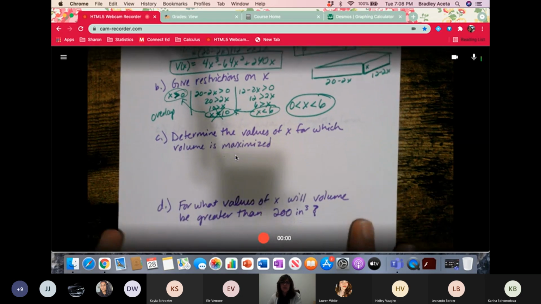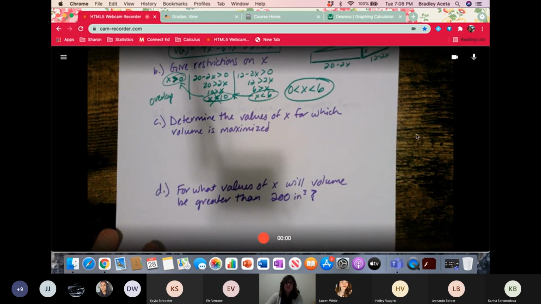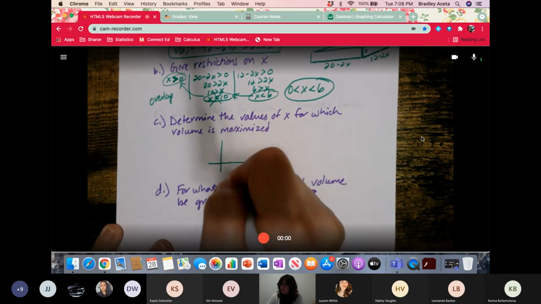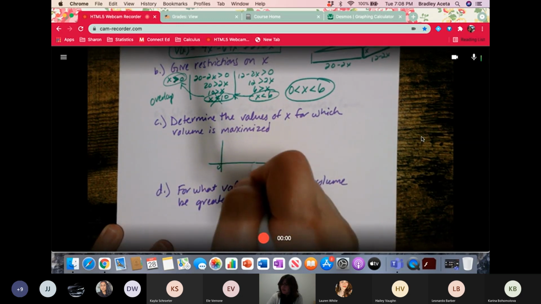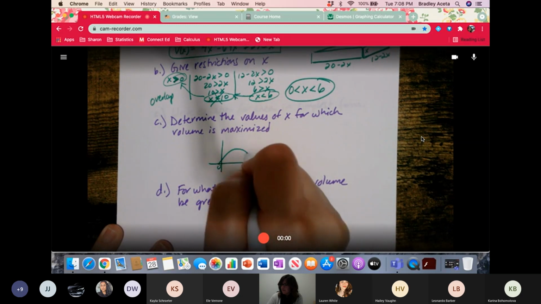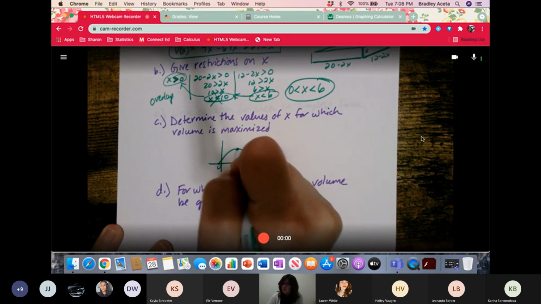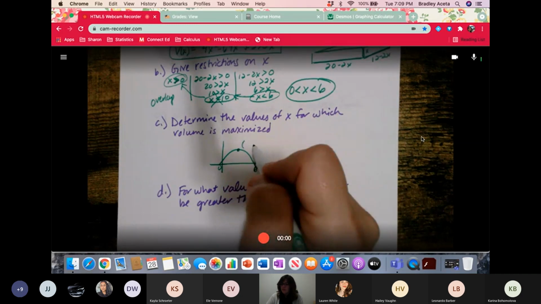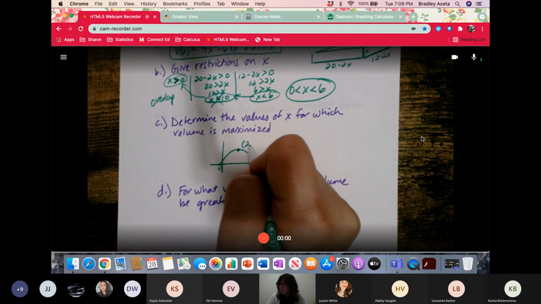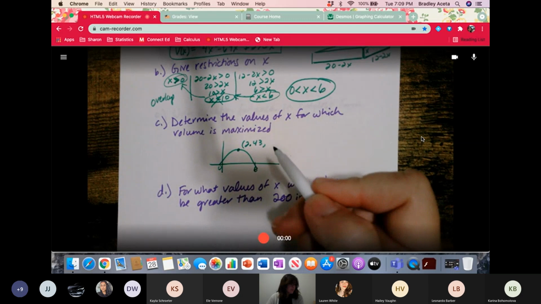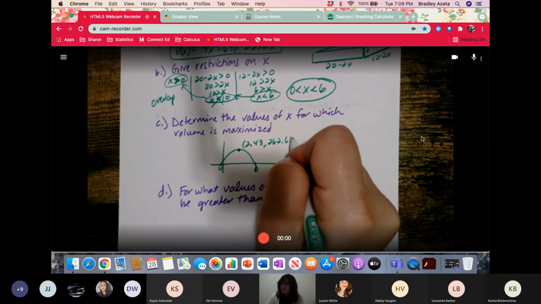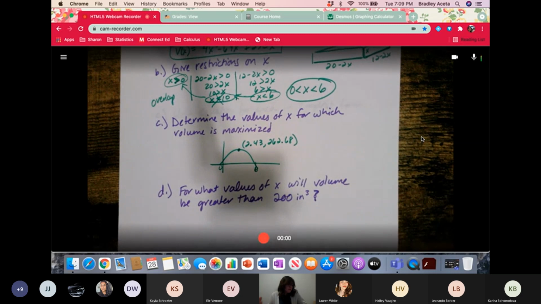Determine the values for which x is maximized. So I had this picture from 0 to 6. And at this point right here, I'll write it out for you, was the point (2.43, 262.68). So what does that mean? Because that's important. You need to know what this means.